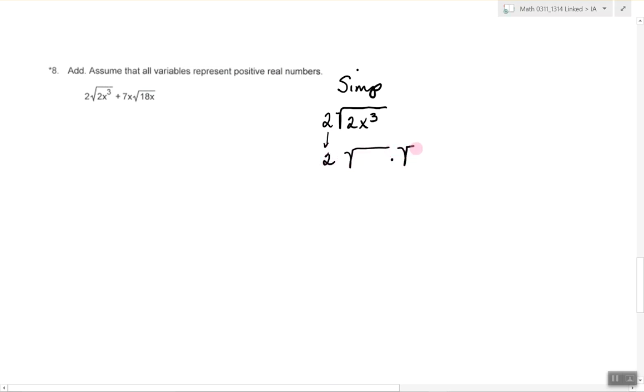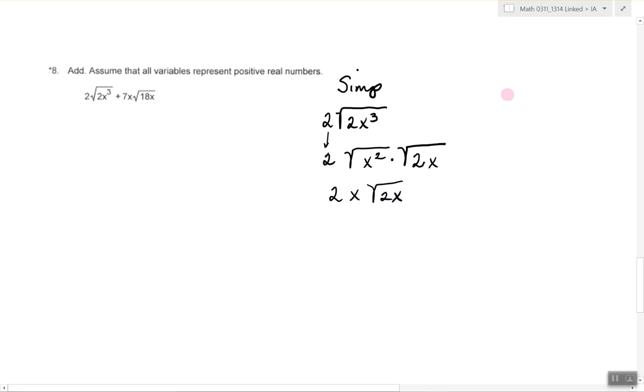Let's see if we can factor. Now, the number 2 is not a perfect square and does not have a perfect square factor, so it goes back here to the back. But x to the third, if I just took one x away from it, that would leave me x squared. So I have 2x, because the square root of x squared is x, square root of 2x.